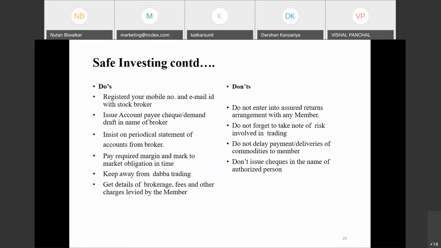It is very important that you register your mobile number and email ID. If there are any changes, you have to immediately inform your member, because most of the time the member has to give you many ideas and much information circulated by SEBI. So don't forget that; you have to update all your information with your member.